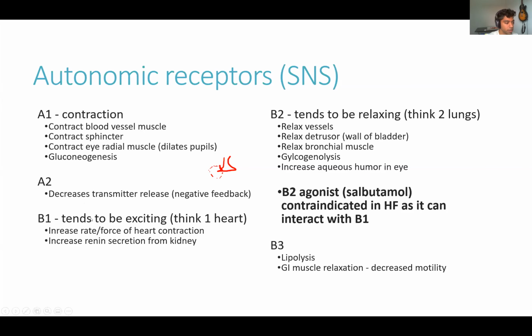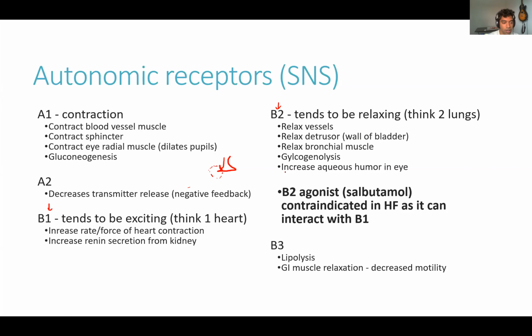B1 is exciting. With the 1, think of the heart, it'll excite the heart. B2 is relaxing, so it'll relax the lungs. So two lungs, one heart. All the things that need relaxing will be relaxed by B2, and exciting will be excited by B1.